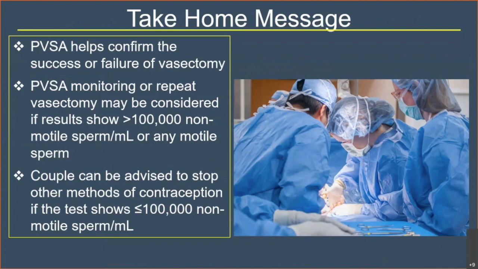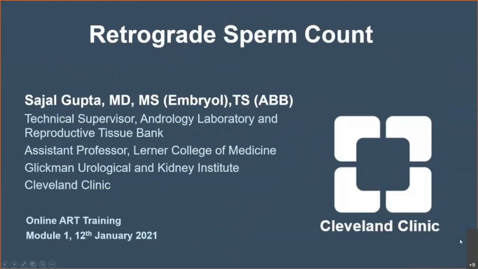PVSA monitoring or repeat vasectomy may be considered by the clinicians if the results show more than 100,000 non-motile sperm per ml or any motile sperm. And so they need to be continually monitored, and the decision needs to be made by the clinician. The last take-home message is that the couple can be advised to stop other methods of contraception if the test shows less than or equal to 100,000 non-motile sperm per ml.